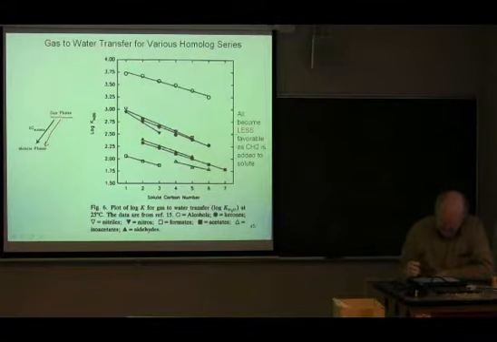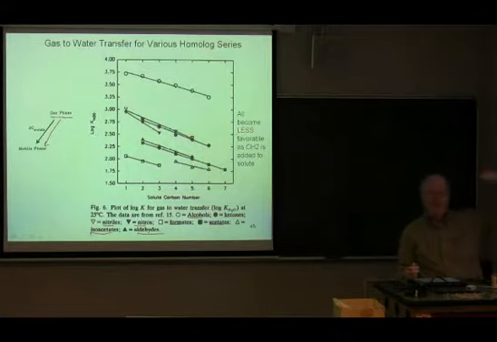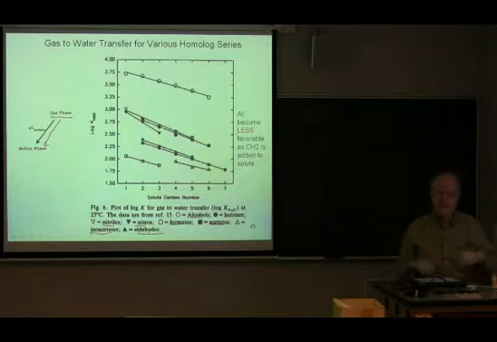We see here that for all of these homolog series, alcohols, ketones, nitriles, nitros, formates, acetates, isoacetates, and aldehydes, all the equilibrium constants for transfer into water are becoming less favorable. They should be. The more nonpolar the molecule is, the less soluble it's going to be in water. So the smaller the partition coefficient into water out of the gas phase is going to be.